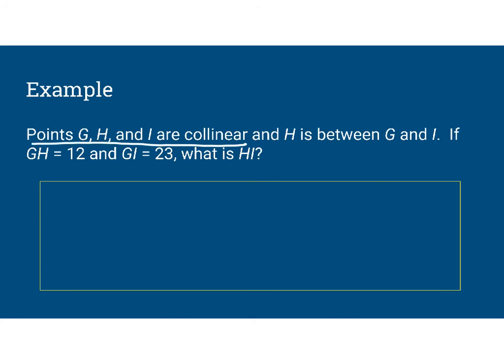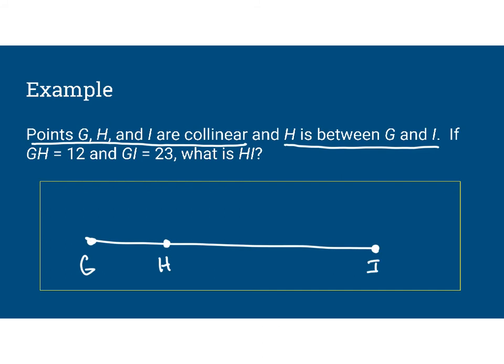G, H, and I are collinear. So I'm going to make G, H, and I collinear. And it also tells me that H is between G and I. So when you do something like this, don't put it right in the middle unless it says it's the midpoint. So I'm going to put it a little bit off of center. And there's point I. G, H, and I are collinear, and H is somewhere between G and I. If GH is 12, okay, that gives me something to work with. GH is 12. And GI is 23. So this whole distance here is 23.